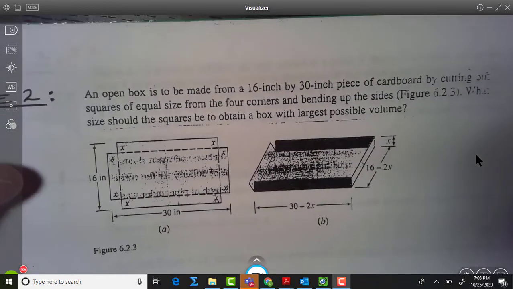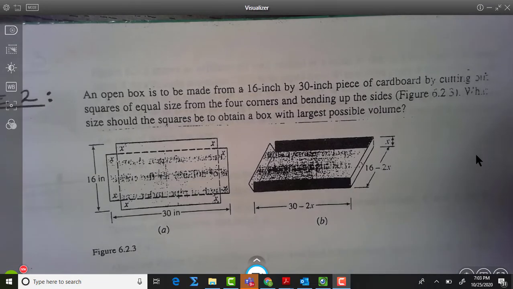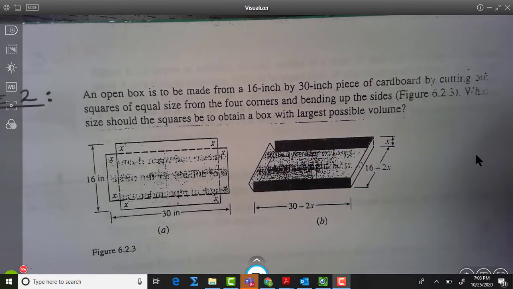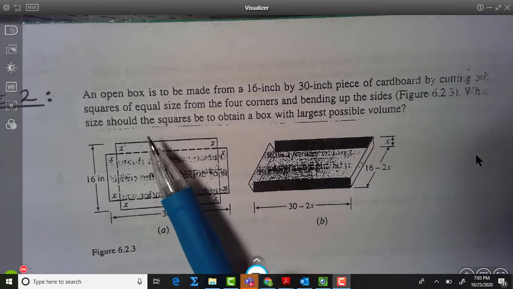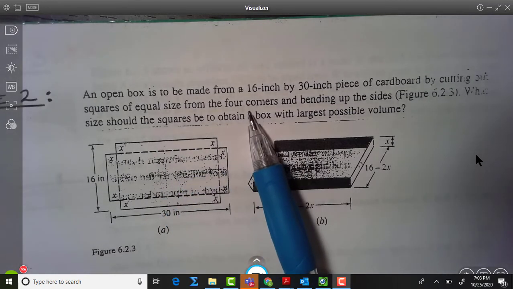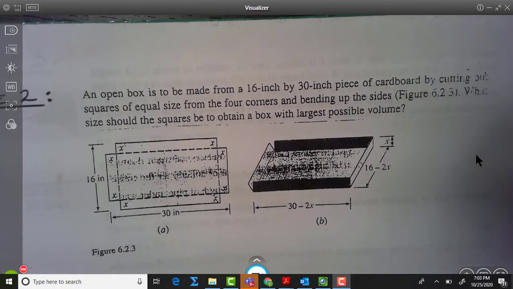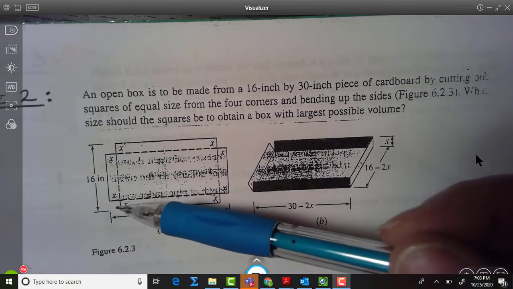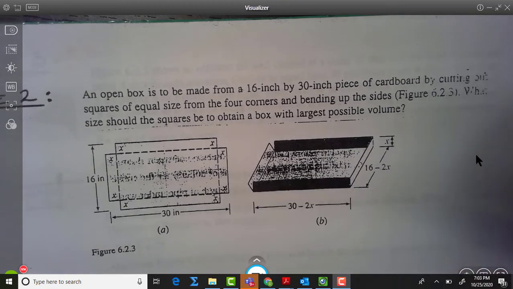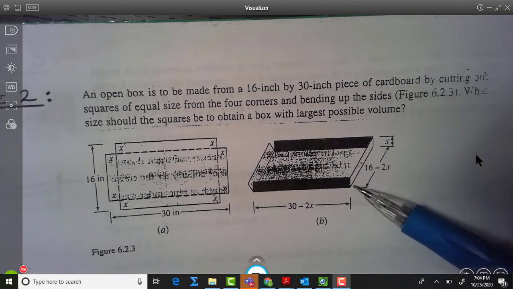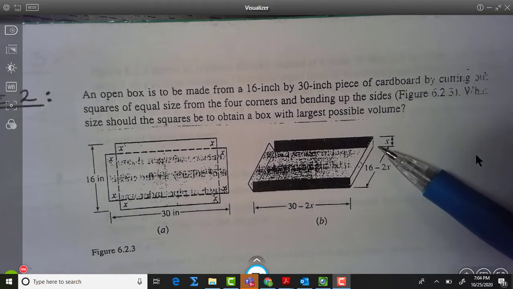Here is the box example we just did. An open box to be made from a 16 by 30 inch piece of cardboard by cutting squares of equal size from the 4 corners and bending up the sides like this. So again, we have that this is 30. We're going to take off x and x. So this becomes 30 minus 2x. When folded, this becomes 16 minus 2x, and my height is x.